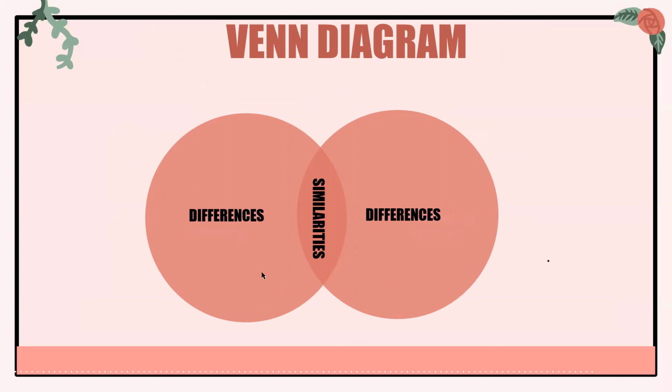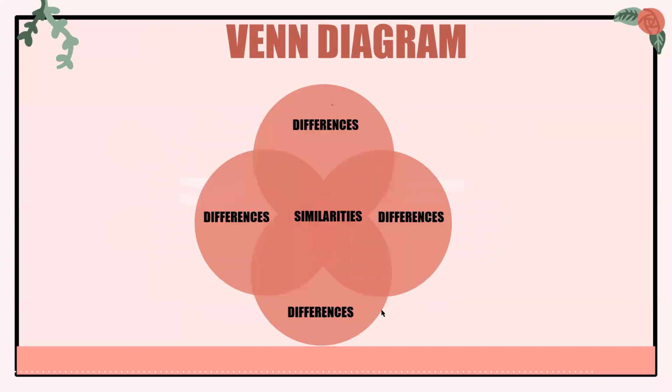So in these two different topics, I will highlight the similarities at the center. That is where both the circles coincide, and the differences are where they do not coincide. So we can have another Venn diagram when we are dealing with four different topics. In these four different topics, the place where the four circles coincide could be the similarities, and the other areas could be highlighted as the differences.